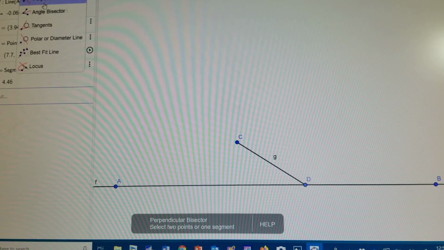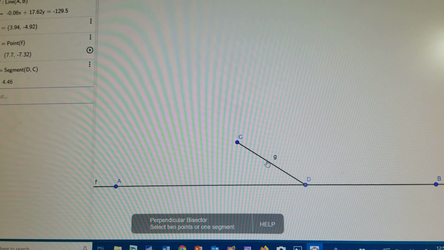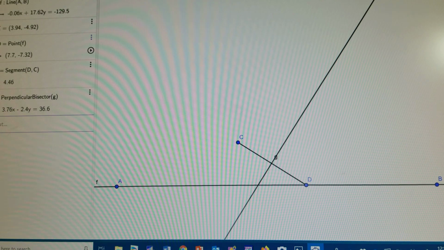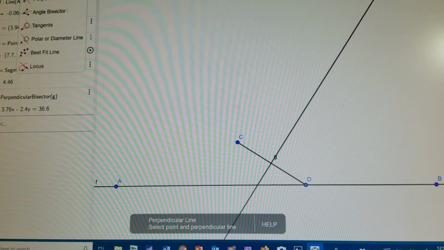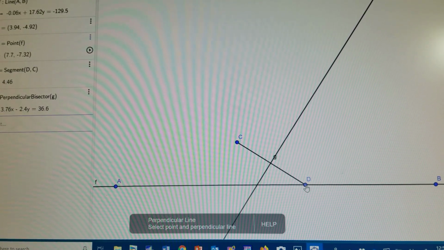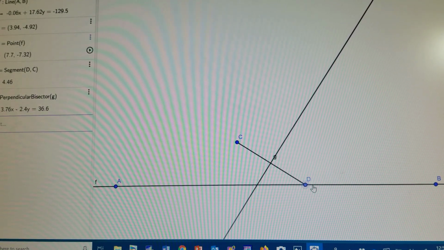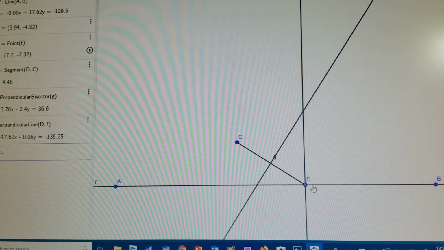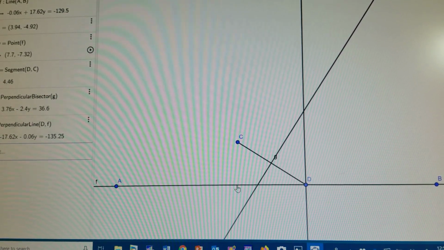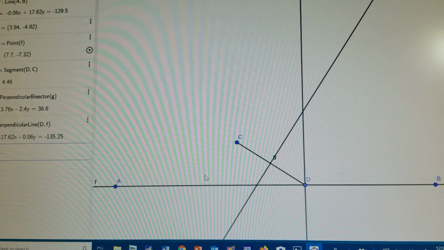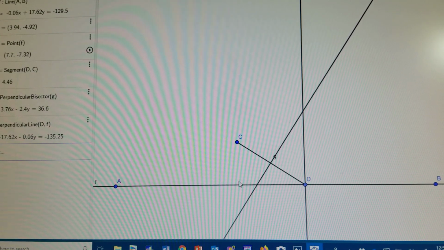Then I'm going to ask, where is the midpoint of this line? That's called a perpendicular bisector. Then after that, I'm going to ask it to give me a perpendicular line to this line that passes through that point. I'm going to do the same thing to every other point.